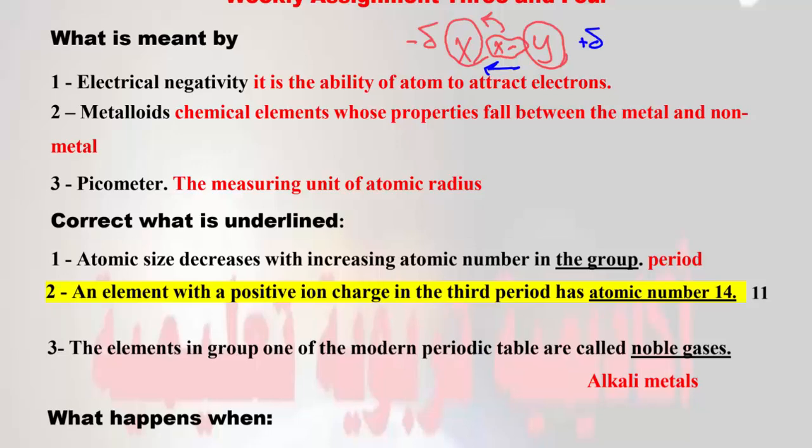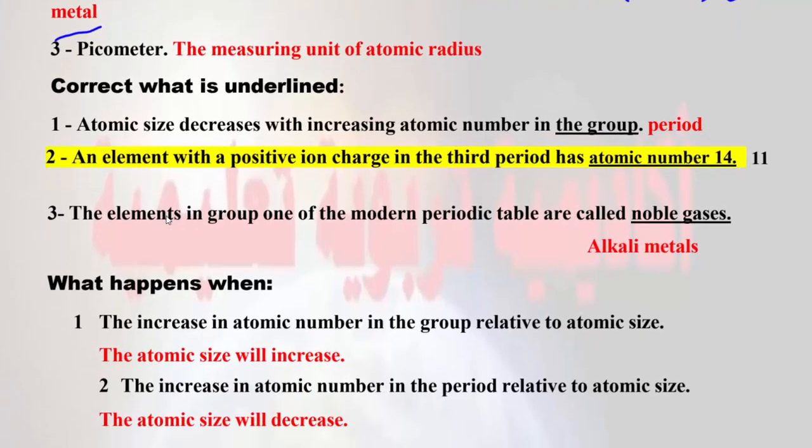It's called electronegativity. Metalloids are chemical elements whose properties fall between metals and non-metals. Picometer is the measuring unit of atomic radius. Now correct the underlined: the atomic size decreases with the atomic number in periods, not in groups.